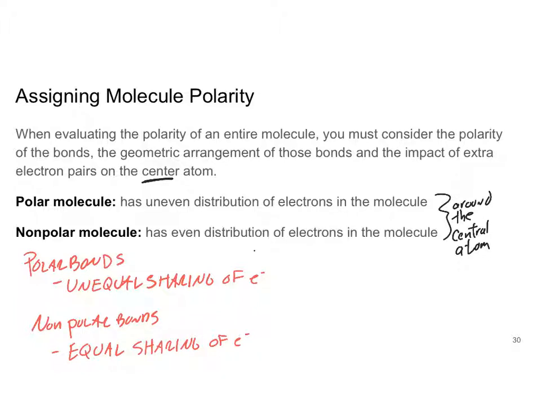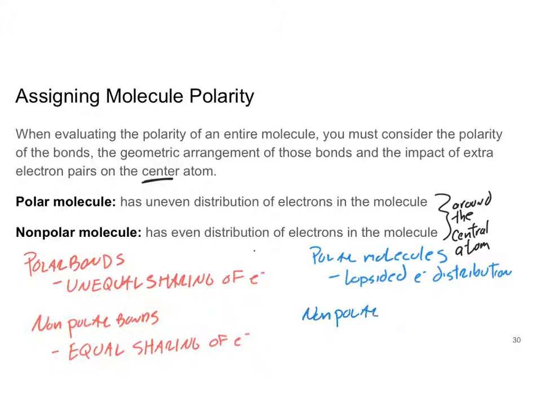Okay, and then we have polar molecules, which are a lopsided electron distribution. And then we have nonpolar molecules, which are symmetrical electron distribution.